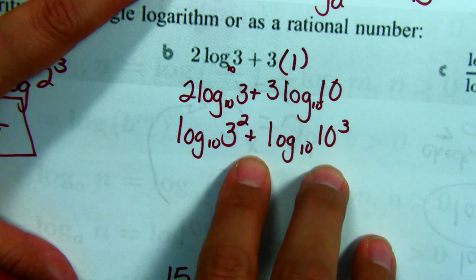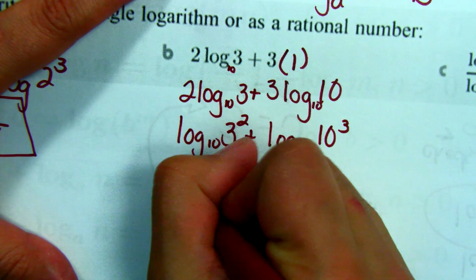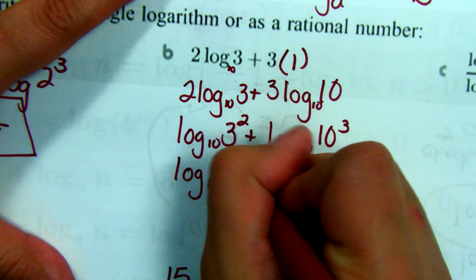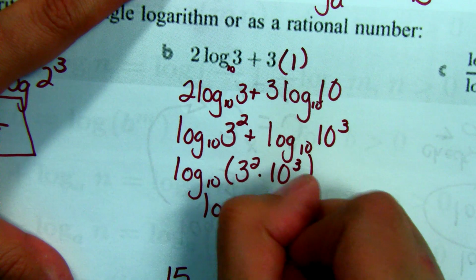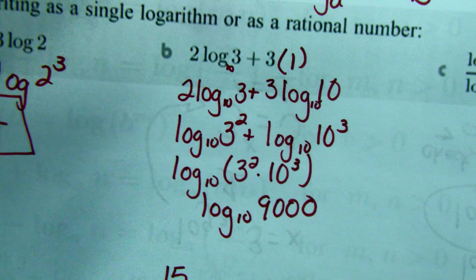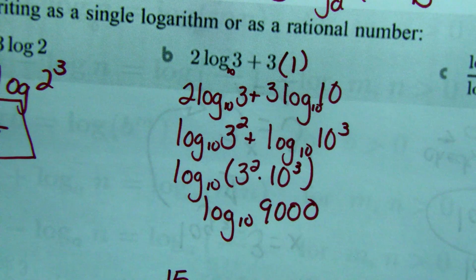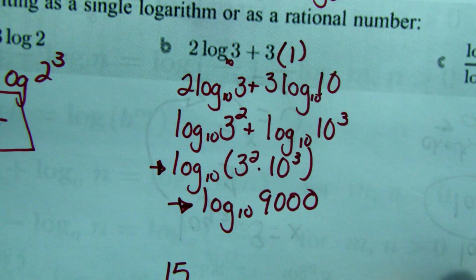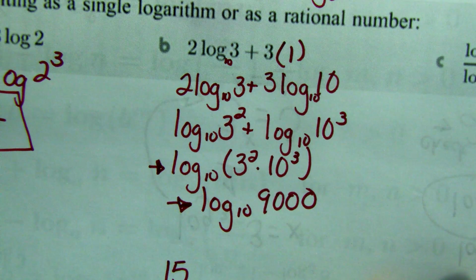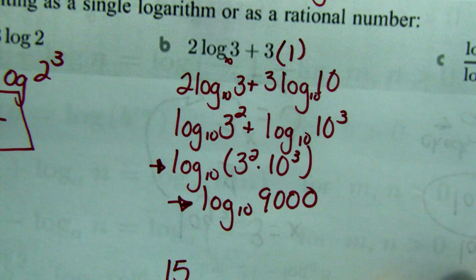Addition is what property? Multiplication. So we have log 3 squared times 10 cubed. And that's log of 9,000. I think I did my math right. I'm fine with you leaving it like this. I'm also fine with you leaving it like that. Okay? I don't care. Okay? Good? All right, last example.